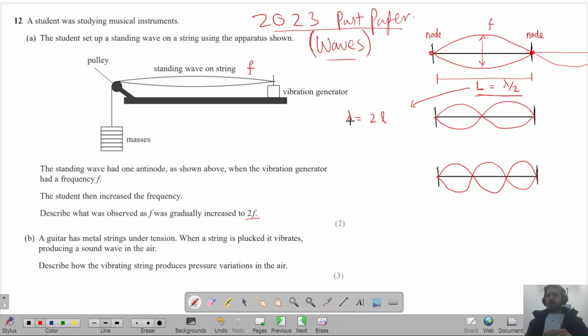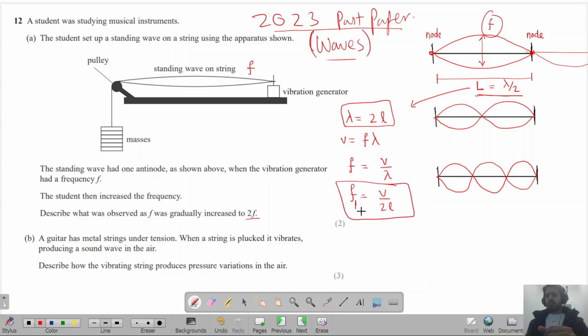So now that we know what the wavelength is in terms of length of the string, we can write an equation for frequency. We will use the relation between velocity, wavelength, and frequency: v equals f lambda. If you rearrange this equation for frequency, you will get frequency equals v divided by lambda. And we already know that lambda is 2L, so I can write f equals v divided by 2L. And this is what I will call f1, because this is the basic fundamental frequency.